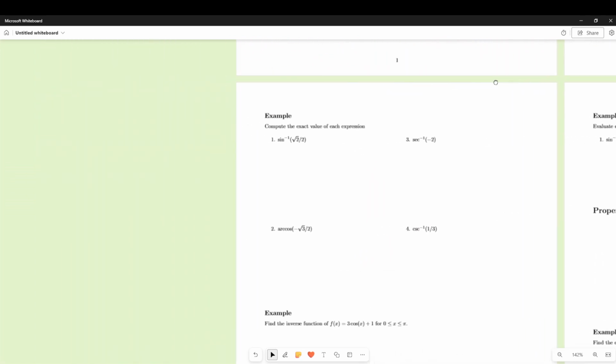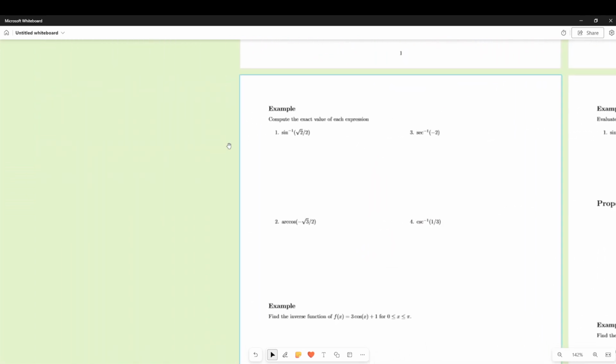So, if we want to find these exact values over here, do have your unit circle with you while you do these. So the sine inverse of the square root of 2 over 2, well, we grab our unit circle. We know sine is positive. Remember, these are the ratios for sine. So what angle makes sine output this ratio?